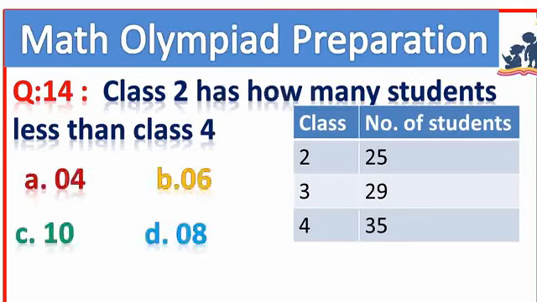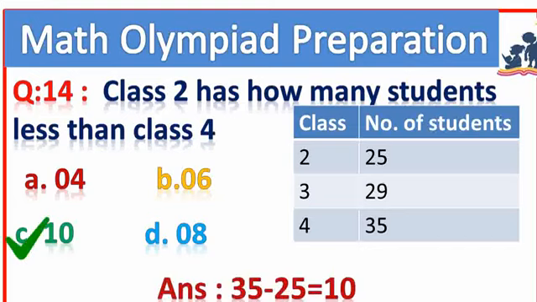Question number 14. Class 2 has how many students less than class 4? 10. Very good. Here we will deduct, that is 35 minus 25 is equal to 10.